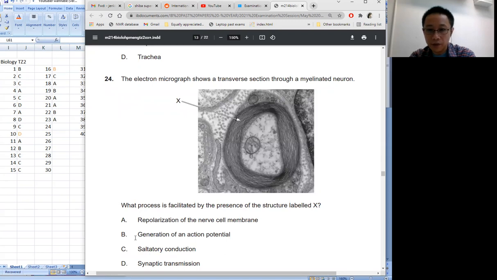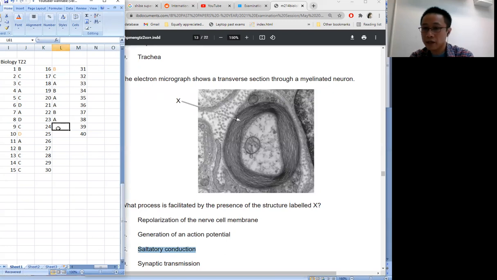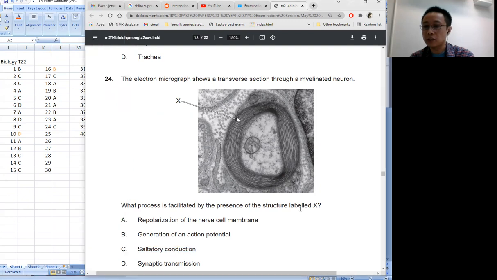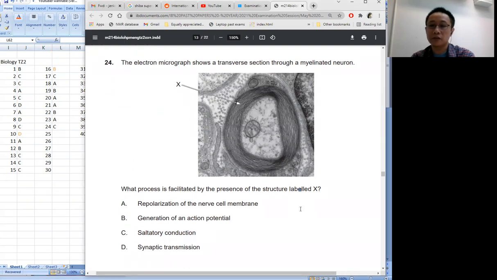Either way, the insulation allows saltatory conduction, which otherwise occurs at the nodes of Ranvier. Saltatory conduction should be the entire event where you have super fast nerve impulse conduction in the myelinated sections like this. And then at the nodes of Ranvier, that's where all the sodium-potassium pumps and voltage-gated ion channels do their thing, allowing more sodium to enter.